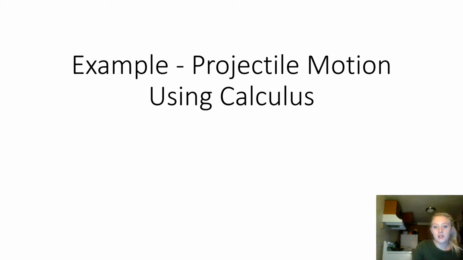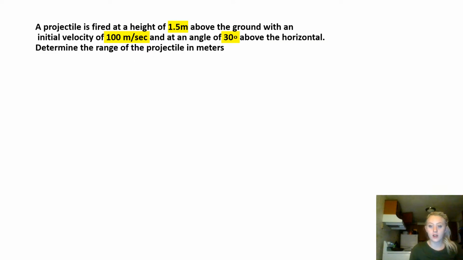Okay, so we're going to go over projectile motion using calculus. Alright, so let's go over a projectile motion example. We fired a projectile at 1.5 meters above the ground with an initial velocity of 100 meters per second and an angle of 30 degrees.